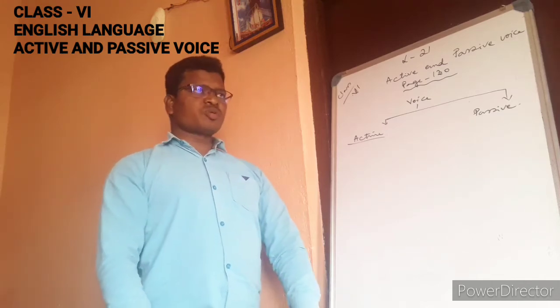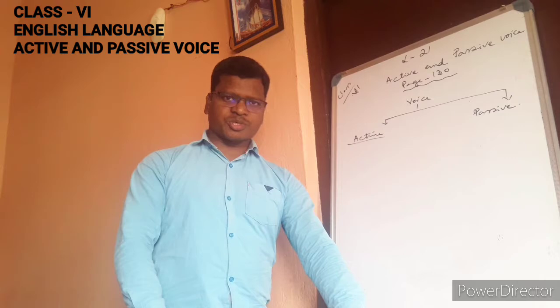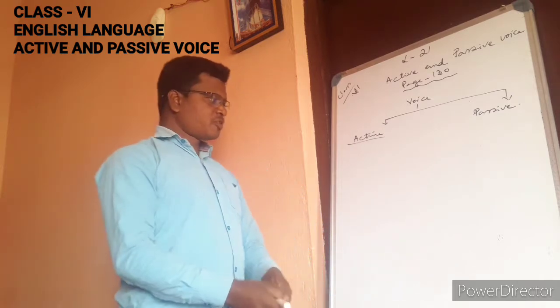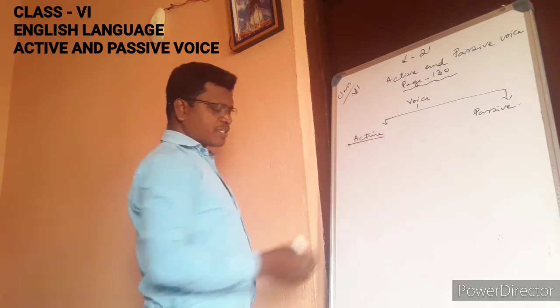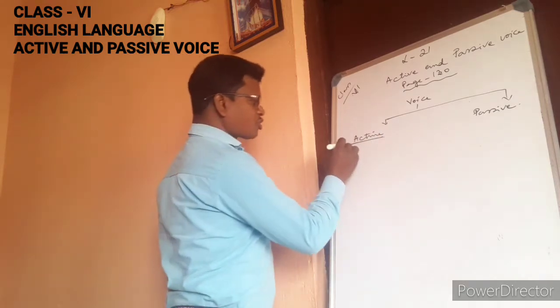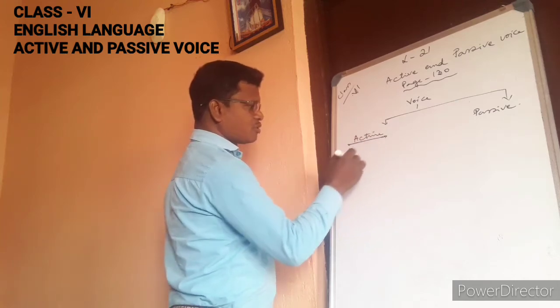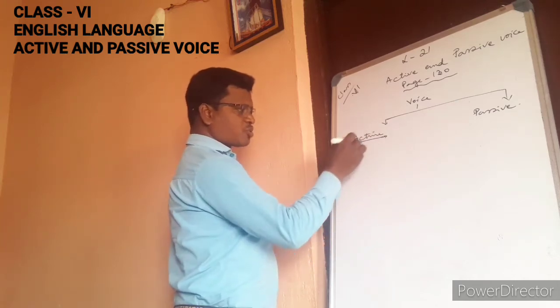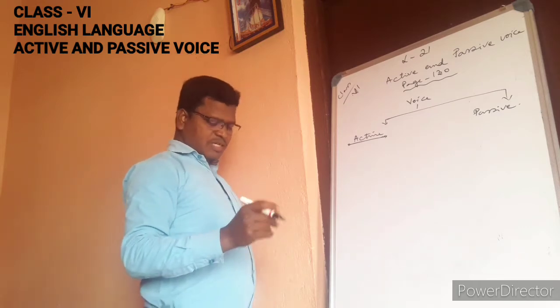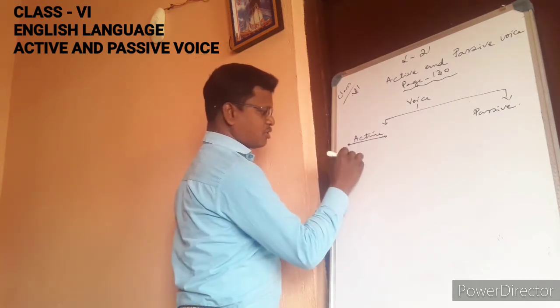Here you can see on the board that I have divided the voice into two, the first active and the second one is passive. So when we talk about active voice, the subject of the verb is the doer of the action. So here the subject does something. So subject does the action.